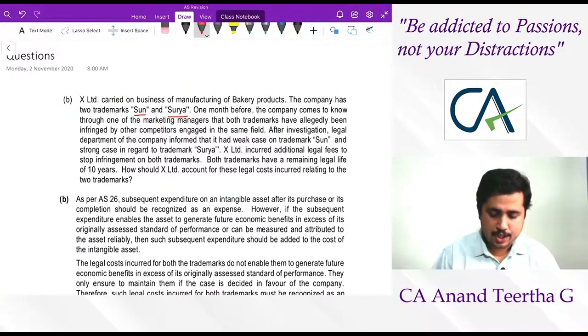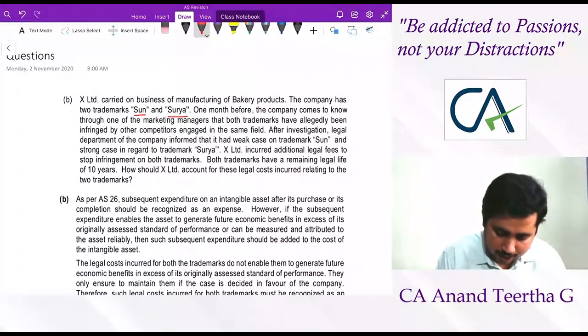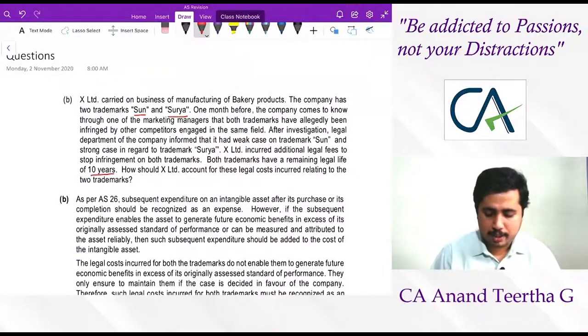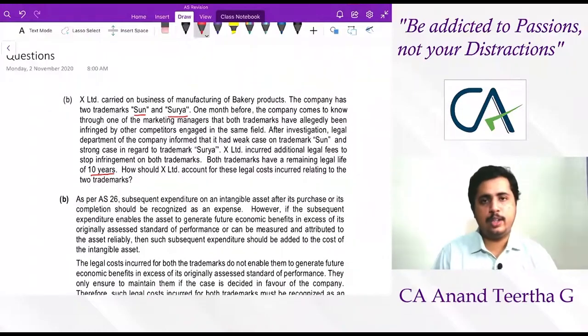After investigation, the legal department of the company informed that it had a weak case on trademark Sun and a strong case in regard to trademark Surya. X Limited incurred additional legal fees to stop infringement on both trademarks. Both trademarks have a remaining legal life of 10 years. How should X Limited account for these legal costs incurred relating to two trademarks?